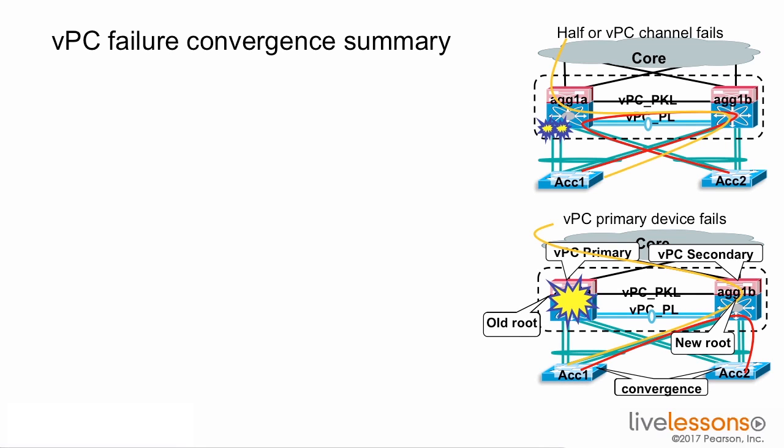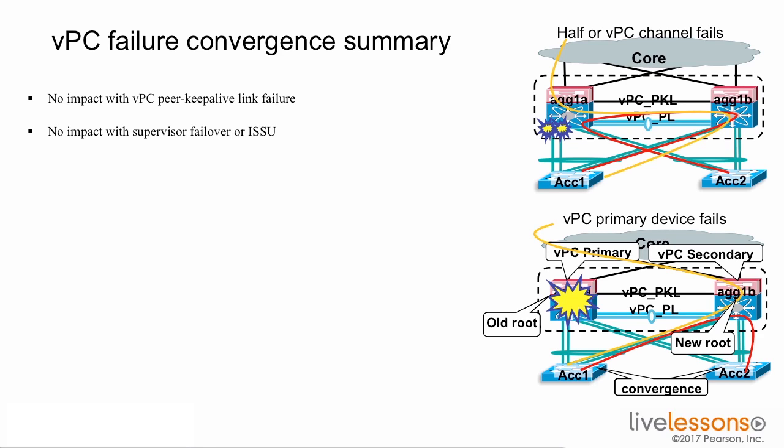vPC is a very powerful tool to use in your data center environment. In order to use this tool correctly, you need to understand what happens in different failure scenarios. For instance, if the peer keepalive fails, there is no impact to the environment. However, the peer keepalive is needed to bring the system up.